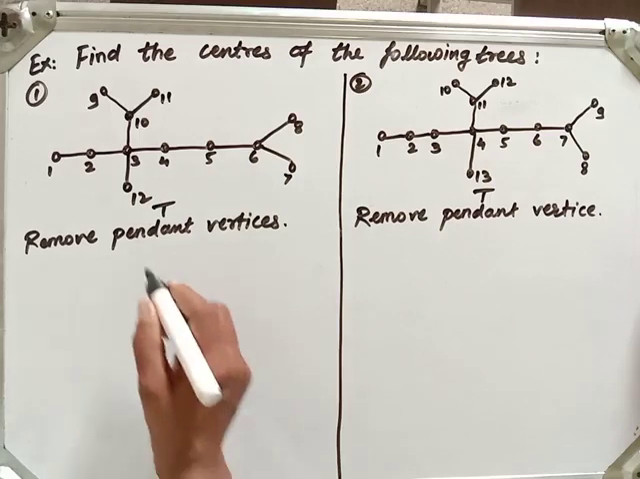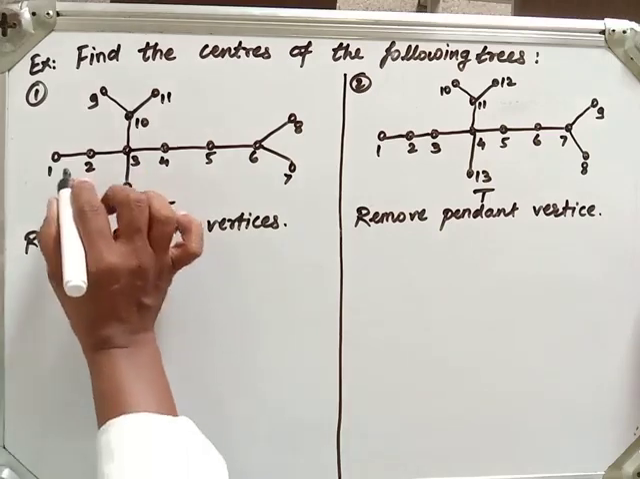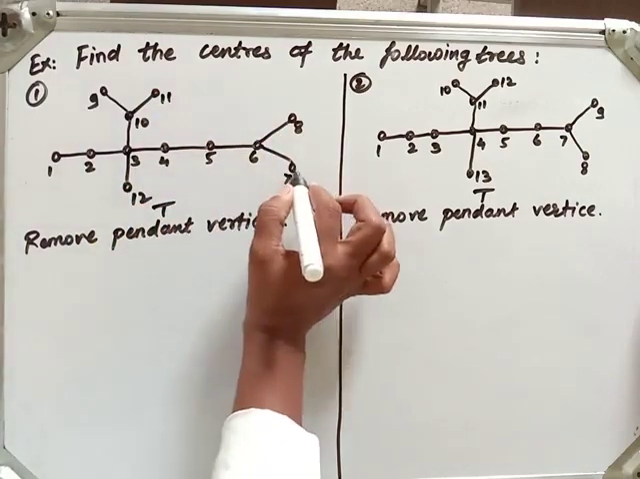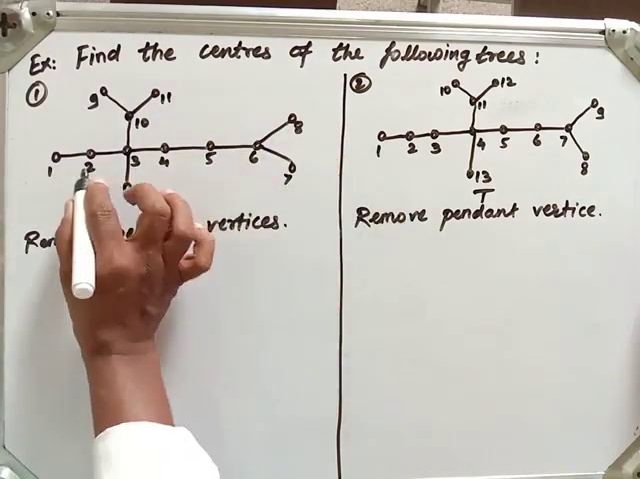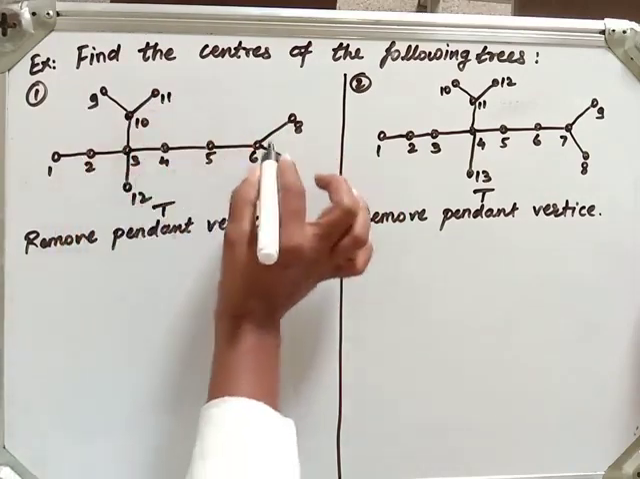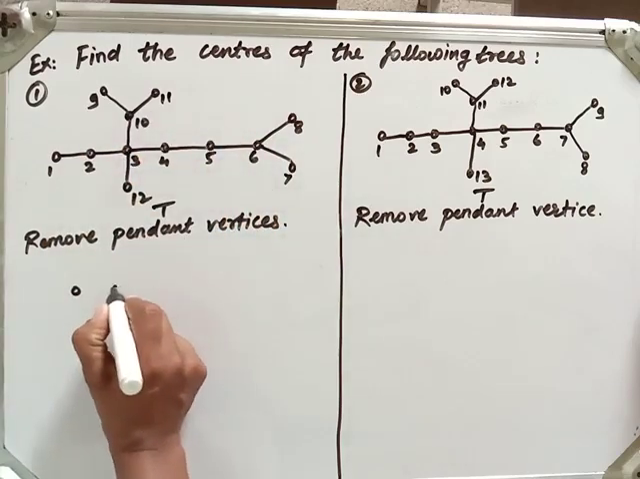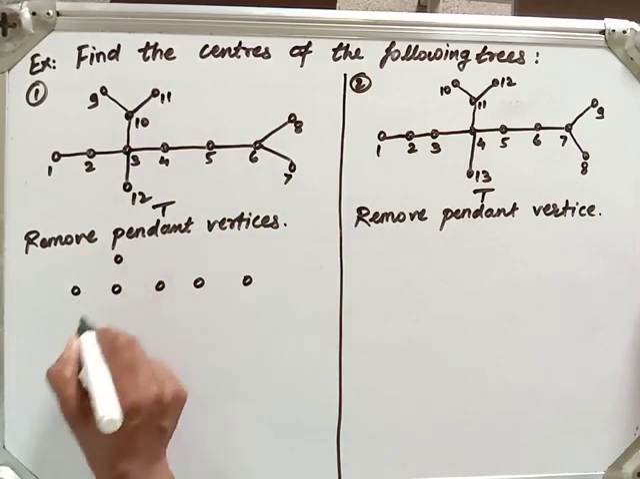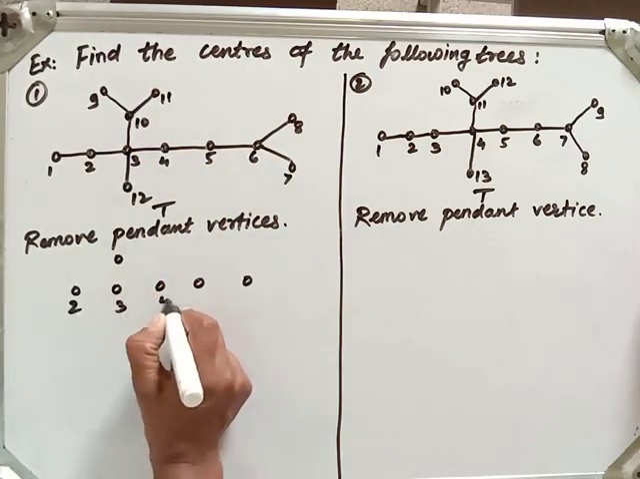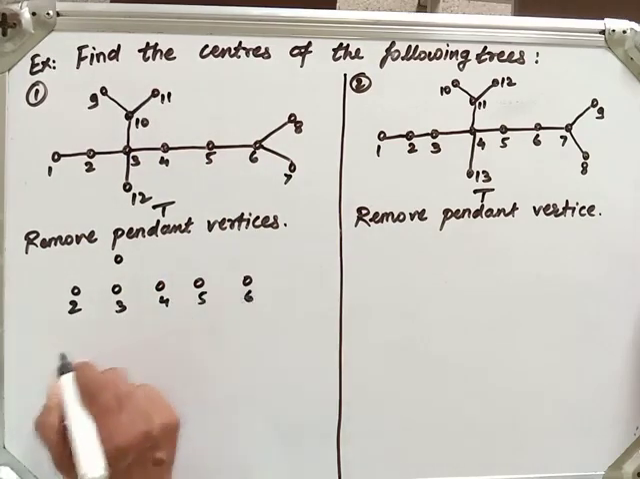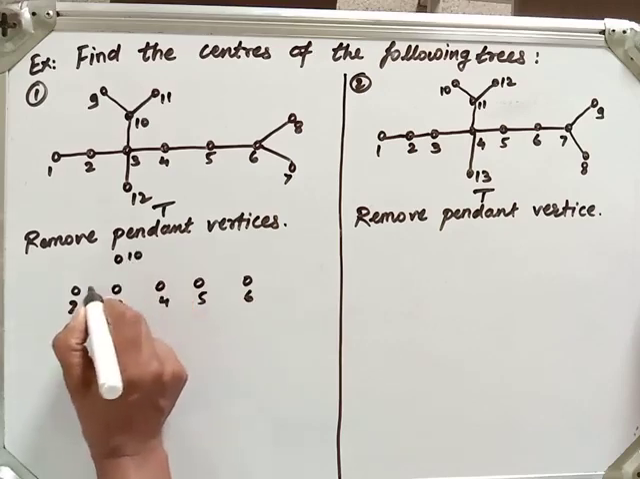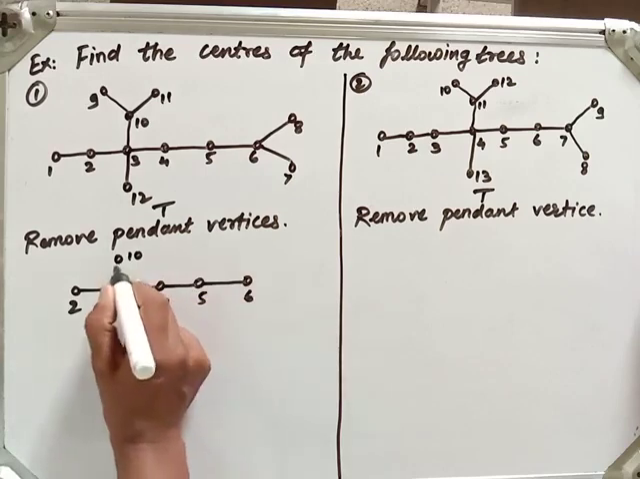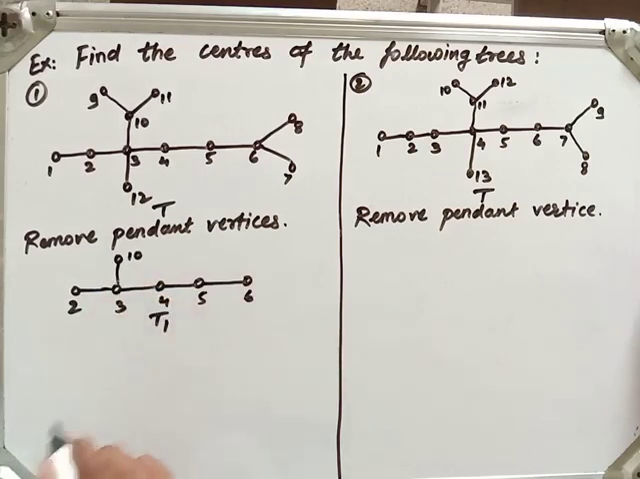Now let me do it one by one so that you will get that the tree has either one or two centers. So here if we remove the pendant vertices, then 1, 9, 11, 12, 6, 8 get eliminated. Only these remain, right? So 2, 3, 4, 5, 6 and here 10 will be left. This is our T1 here.